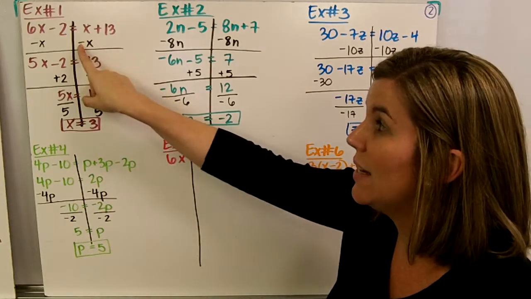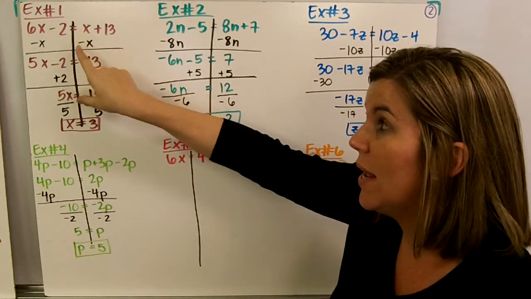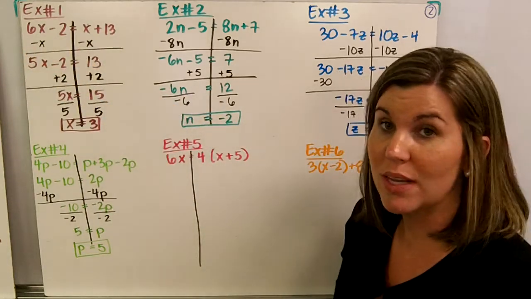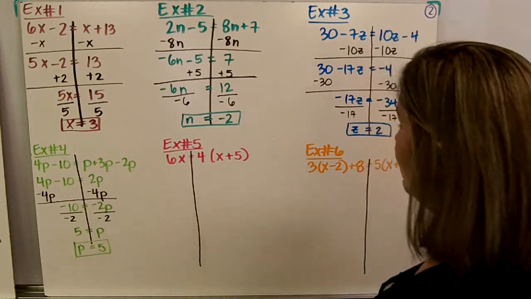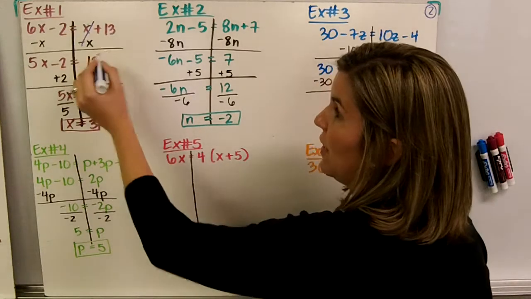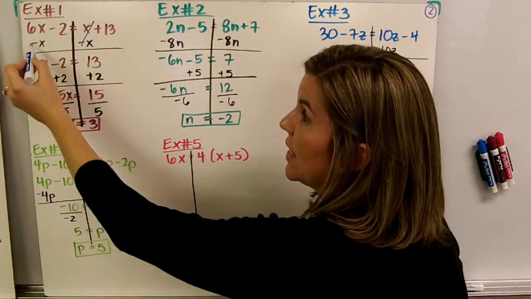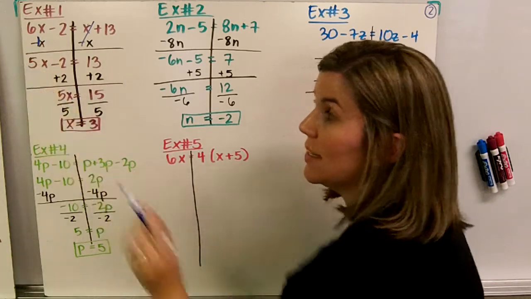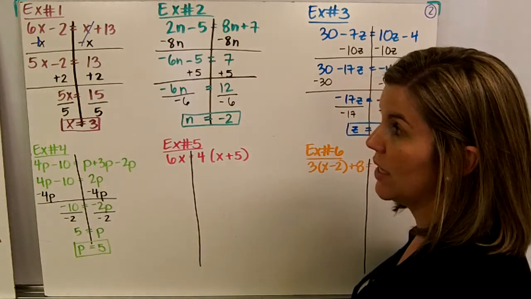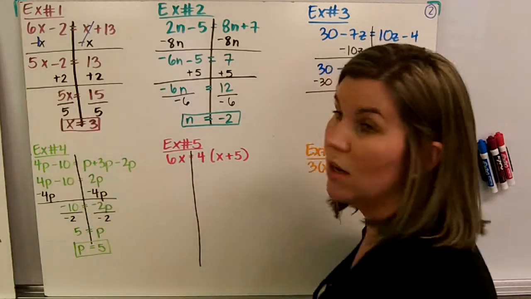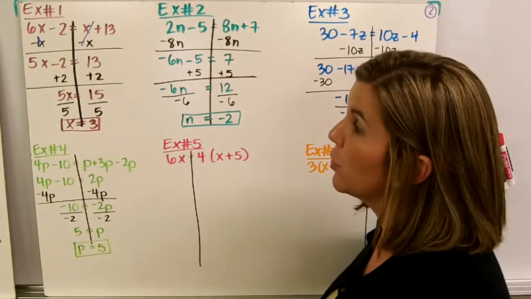So I subtract x from both sides. This is 1x, so I subtract 1x from both sides of the equal sign. These x's will cancel. So I just have 13. 6x minus 1x is 5x. Bring down the minus 2 and bring down 13. Now this looks like a two-step equation that you are familiar with solving.